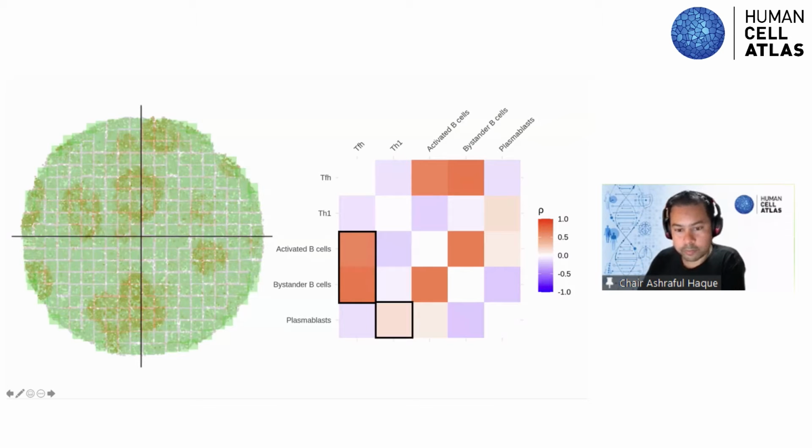So that's consistent with the idea that those transcriptomes that we had published were indeed bona fide T follicular helper cells. We also noticed that T helper 1 cells did have a modest co-localization with plasmablasts. And that's something that we didn't really expect, and is therefore an example of something novel that we hadn't really expected to see in the data.